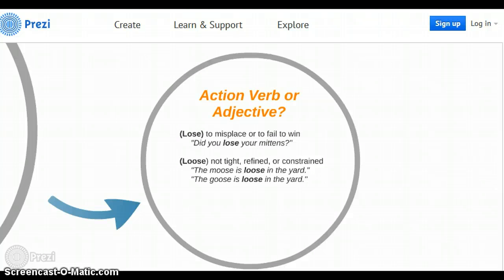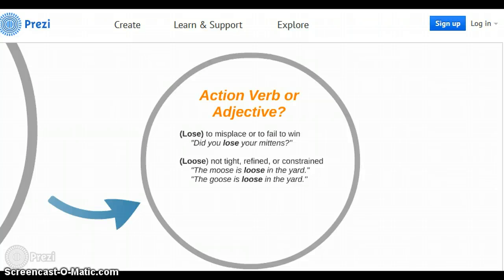Lose and loose. These two sound a little bit alike, but one has one O and one has two O's. So lose is an action verb, and it means to misplace or to fail to win. Did you lose your mittens? Did you misplace your mittens? Loose with two O's is an adjective, and it means it's not too tight or refined or constrained.